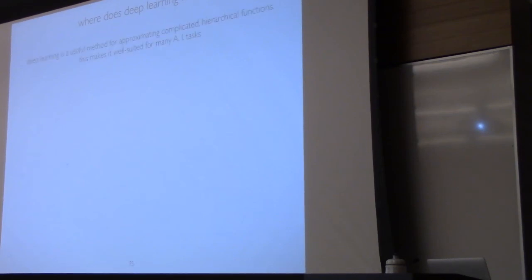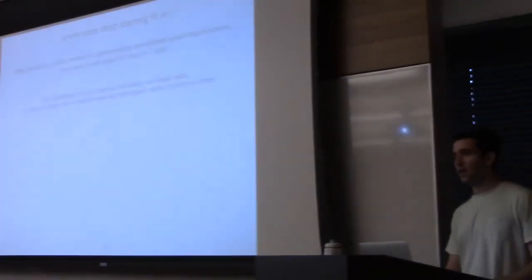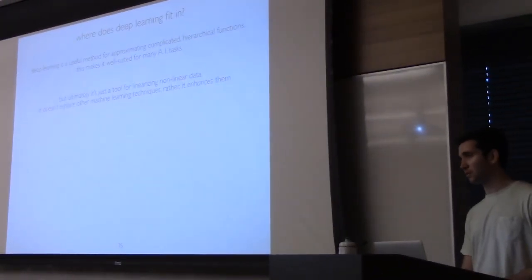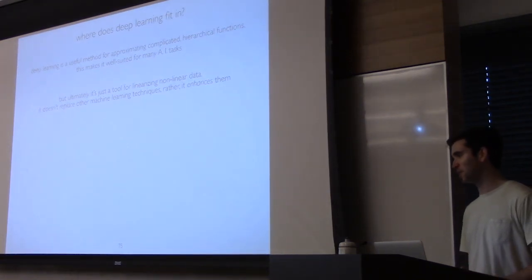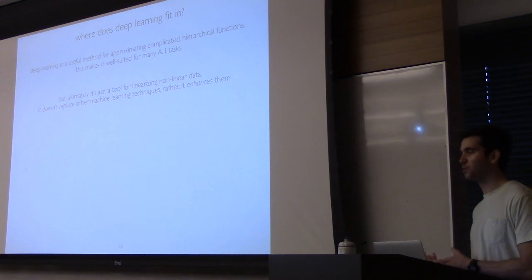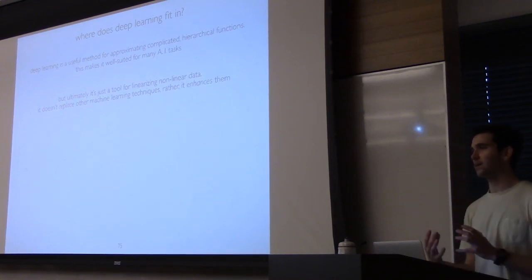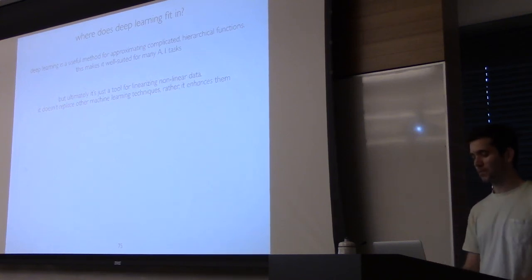But really, let's think realistically about deep learning. Really all it is is a method of approximating these really complicated hierarchical functions, and AI tasks just happen to be made up of these functions. It's just a tool for linearizing nonlinear data, and it actually doesn't replace other machine learning methods, it just enhances them. You still need to learn your machine learning basics. This is just giving a more expressive function kind of on the back end of that machine learning approach.